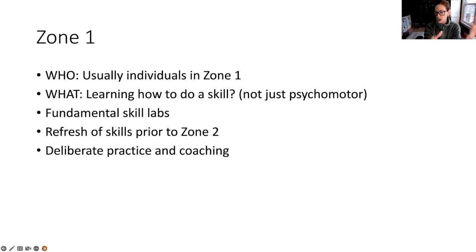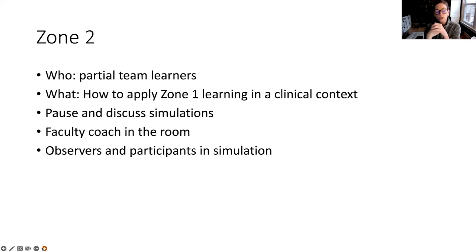We know that they've been taught it and had some feedback, but maybe they have skill decay and have not had a whole lot of opportunity to do it. So we're going to give them a refresh before they go into their zone 2 step. And we've had very good feedback from students. They're very grateful because it might be a year since they've done the original skill, depending on their clinical availability. And we as faculty are the coaches, using deliberate practice feedback models. Then zone 2 could be partial team leaders, applying zone 1 learning in a clinical context.